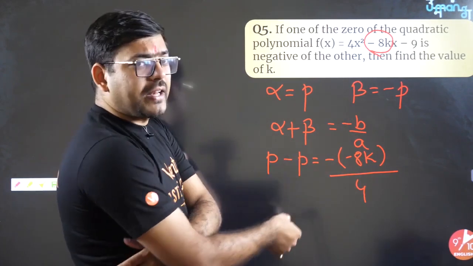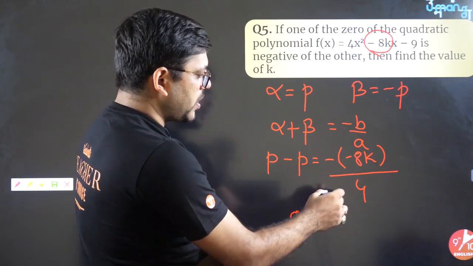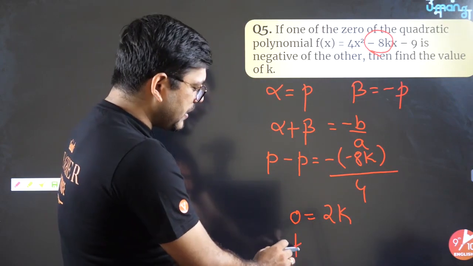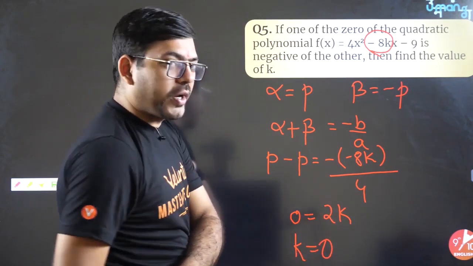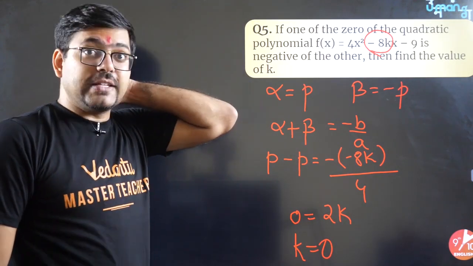So now this is very simple, because you have got 0 is equal to whatever you have got here, 2k or something. It does not matter, because k is going to be 0. In either case, whatever you get, 2k equals 0, so k is equal to 0. So very easily we got the answer.